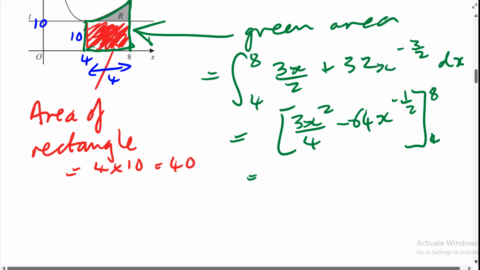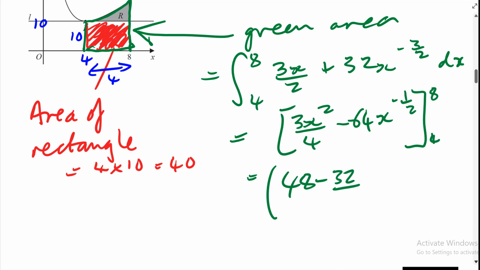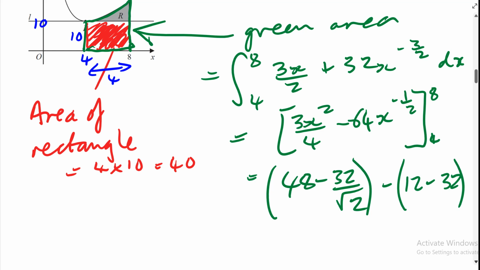So sub 8 in, and we'll get 48 minus 32 over root 2. Then sub the 4 in, and that's going to give us 12 minus 32. Simplify all that, and if we rationalize this denominator here, we'll get 68 minus 16 root 2.